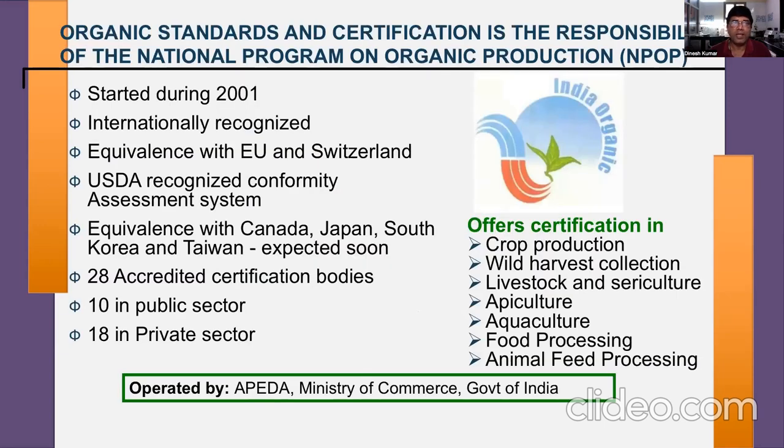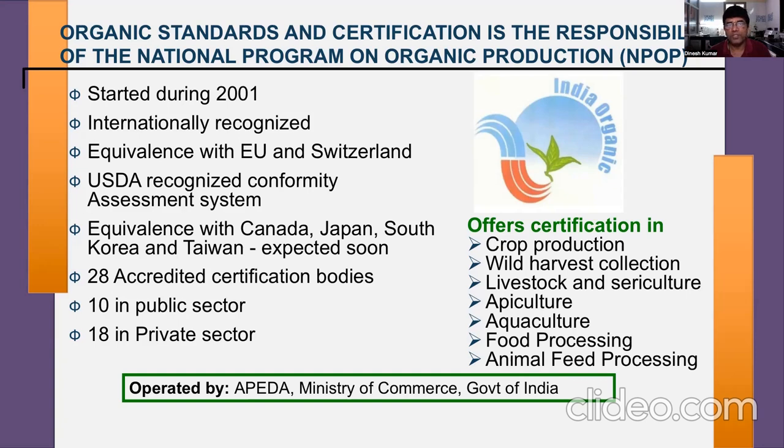So first you see organic standards and certification is the responsibility of the National Program on Organic Production. As already discussed with you, NPOP develops the organic standards, and it also takes responsibility of certification. Now, you already know that this NPOP was started in 2001, and it is internationally recognized. Means our standards and our certification process is internationally accepted, and they accept our product. They import our product.